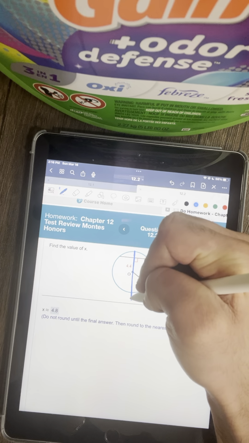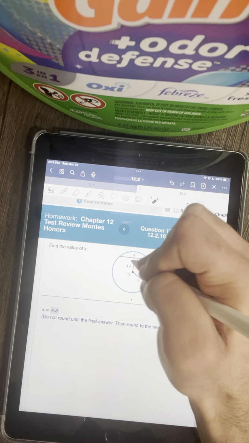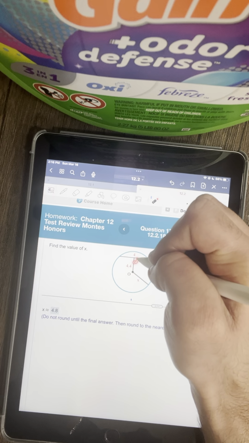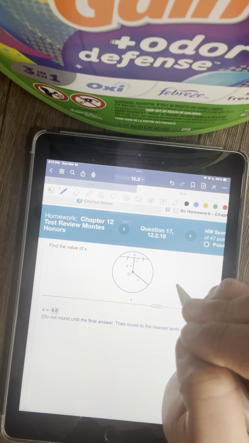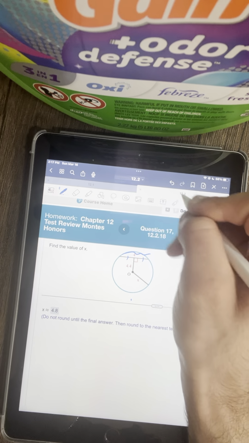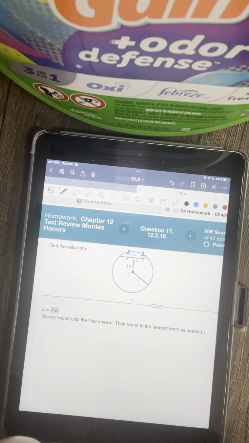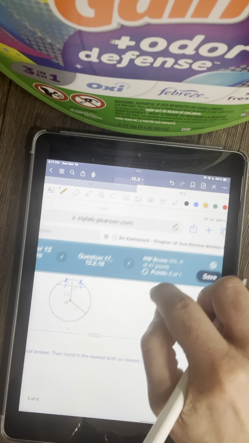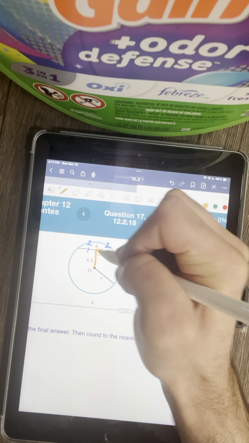And what do I know about a chord that has been intersected perpendicularly by a diameter? I know that it's going to be bisected. So if all of this is 4, I know that this little piece is 2 and this little piece is 2. Okay, so what else do I know? Now, this question is hard because I have this piece, and I have this piece. I know this is 4.4 and this is 2.